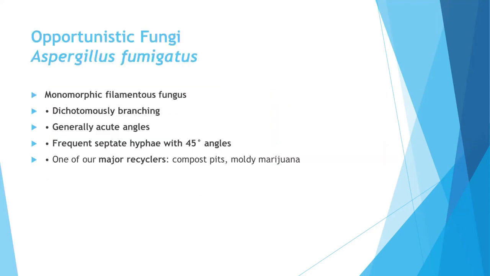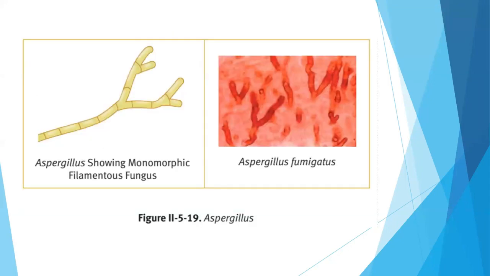Now let's talk about some of the opportunistic fungi. The most common of these is Aspergillus fumigatus. It is a monomorphic filamentous fungus, dichotomously branching and generally with acute angles, which is a very important factor. Frequent septate hyphae at 45 degrees, and one of the major recyclers are compost pits, and moldy marijuana consists of this. So Aspergillus is a monomorphic filamentous fungus, and here we have pictures of both. We can see the acute angle branching, and this picture is almost always present in the examination, which will help you identify the case.